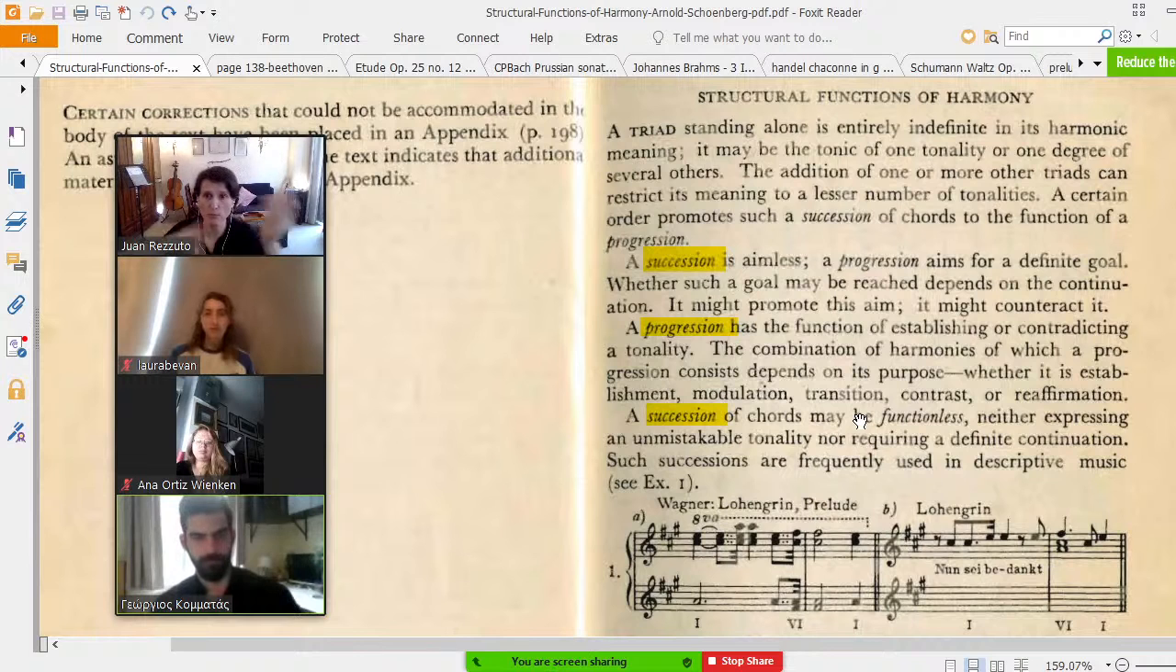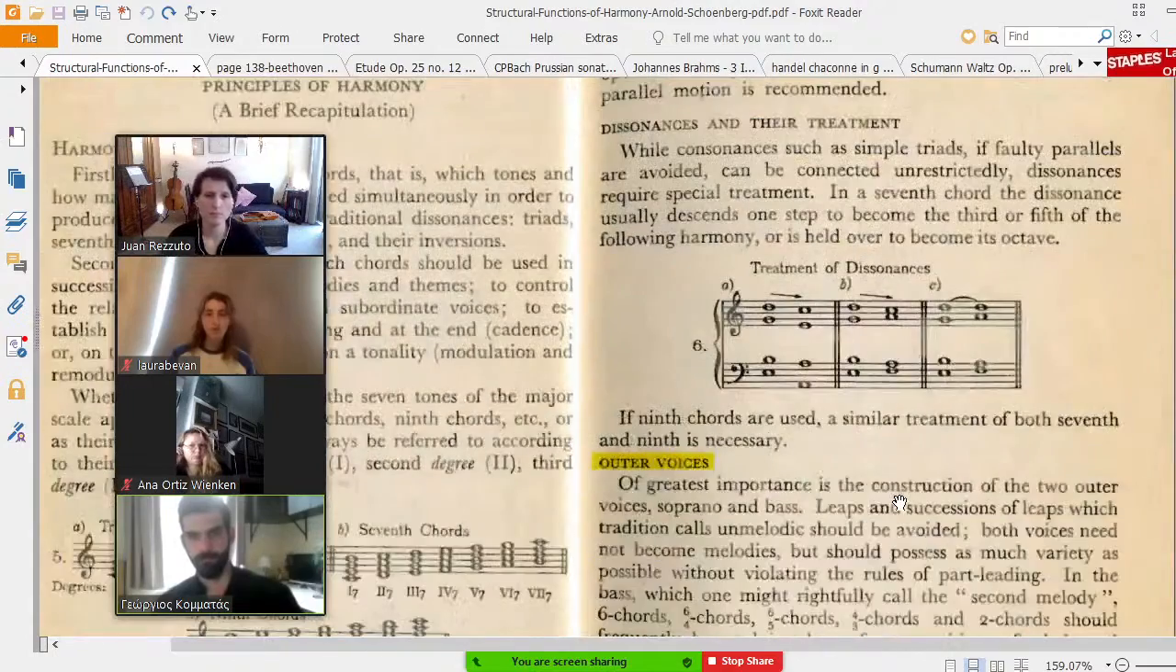But not just any chords. Those chords, yes, you can control the fifths and the octaves, and all the voice leading, and that's fine. All the voices will be perfect, and all the chords will sound beautiful. I'm not saying no, but that won't be a progression. Maybe a succession. That's why a succession is aimless. A progression aims for a definite goal. Which goal? It can be a transition, a contrast, a modulation, or whatever you need.